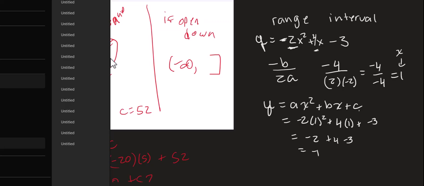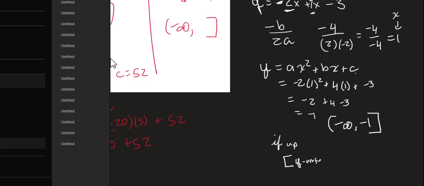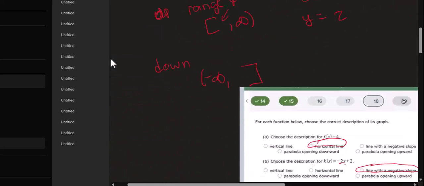This parabola is opening down. When it opens down, it's -infinity to that y coordinate with the square bracket. If it opened up, then you would have your square bracket, and you would have the y vertex, comma, infinity. All right.